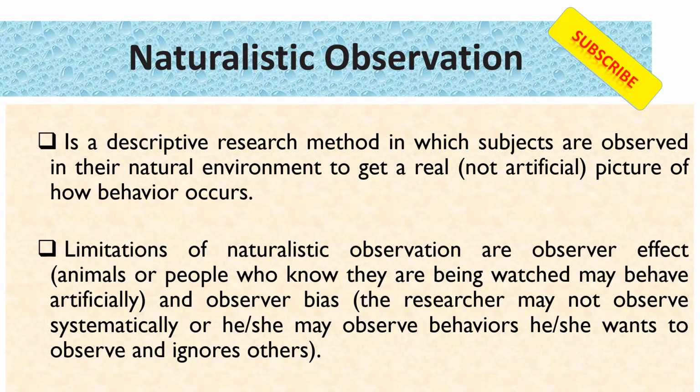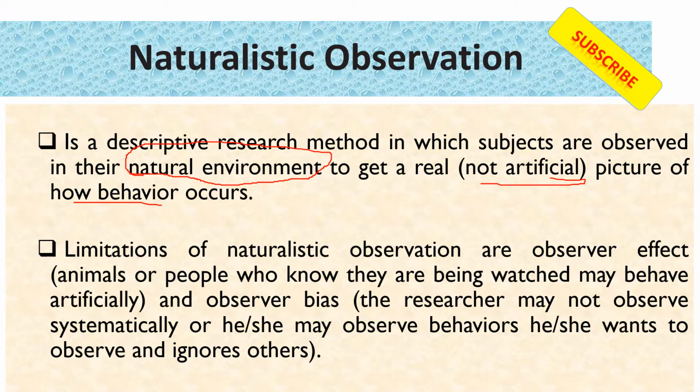Naturalistic observation is a descriptive research method in which subjects are observed in their natural environments to get the real, not artificial, picture of how behavior occurs. The important thing is that the behavior that is observed is in the animals' or human beings' natural environment, and this is not artificial. This is done in order to get a clear picture of what happens when one is observed.